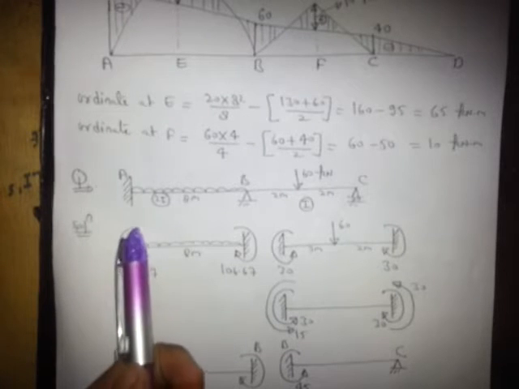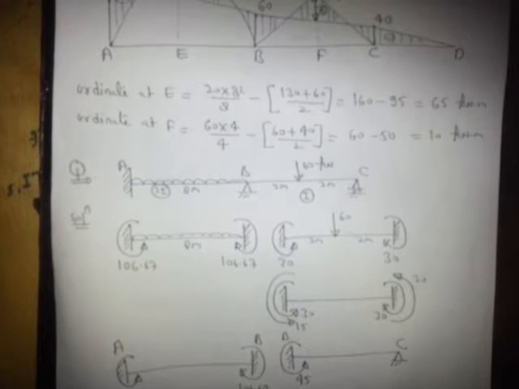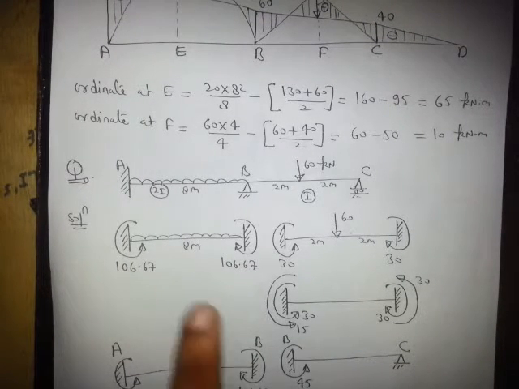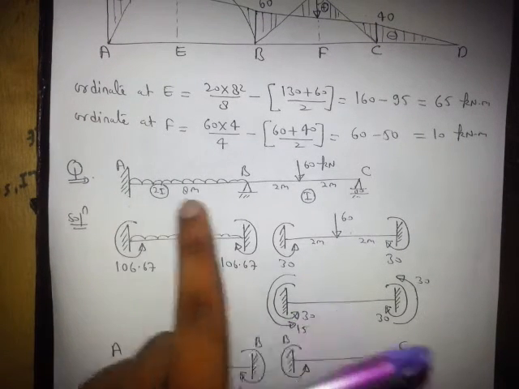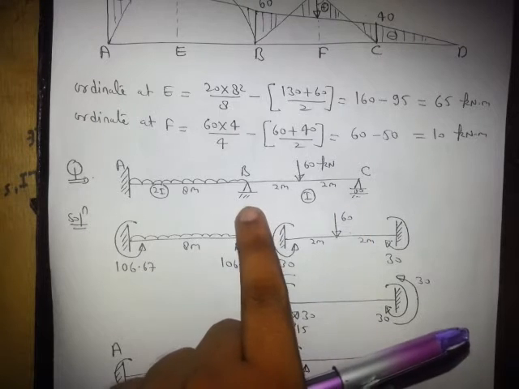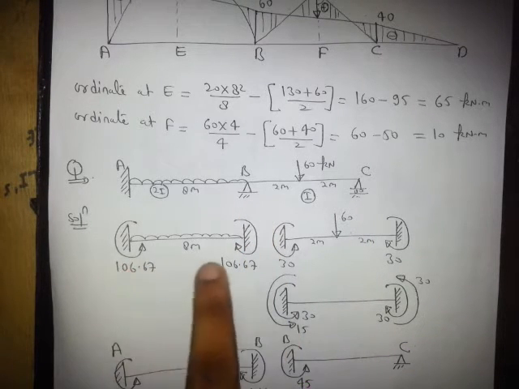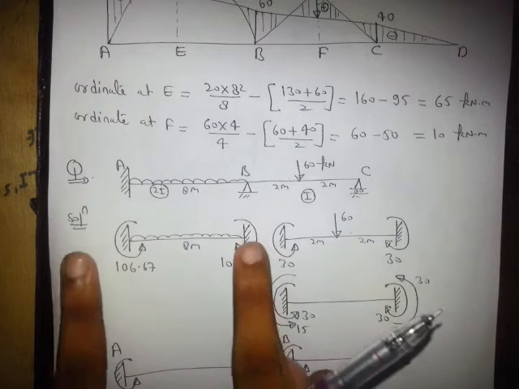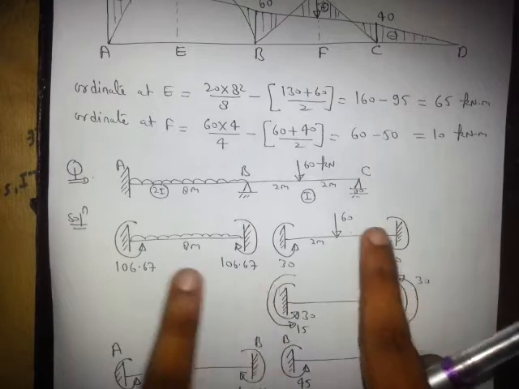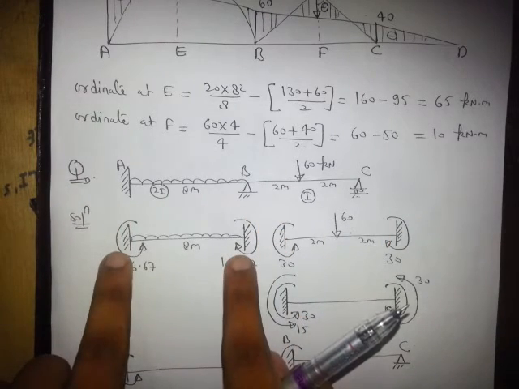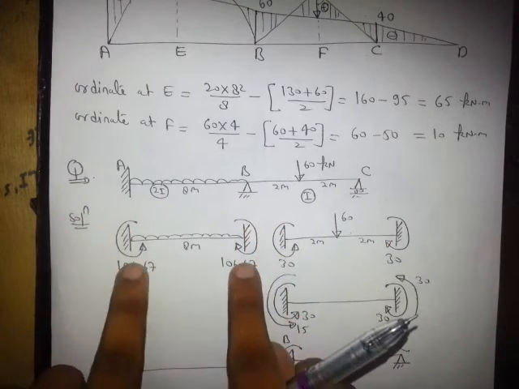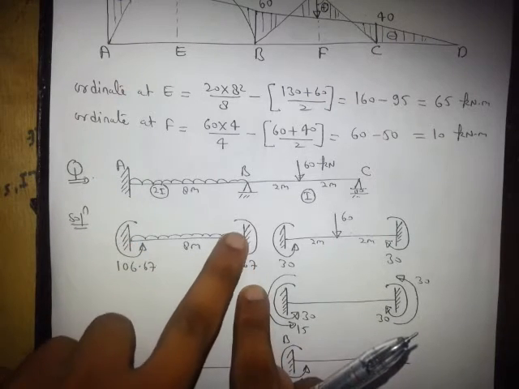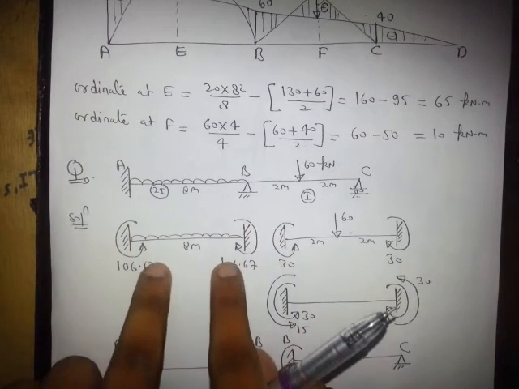This is a two span beam. One end is fixed, the other is purely hinge, and this is partially fixed. What we will do? We will assume that both ends are fixed. This span is fixed and this span is fixed. Now we will calculate end moment. We better know what will be the direction. Beam will bend like this, so end moment will be like this.